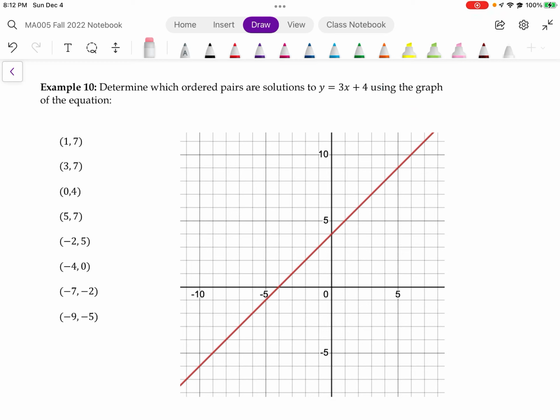So let's try it. Let's look at the first one, 1, 7. So no, not that one. Okay, I'm going to erase that. Next one, 3, 7. 1, 2, 3, then 1, 2, 3, 4, 5, 6, 7 lands right there. So yes, and I'm going to leave that one on there. 0, 4. So I've got 0 and I go over, oh, there it is right there. So yes, that one is. 5, 7. So 5 and then go up to 7. No. All right, you pause the video and try the rest.